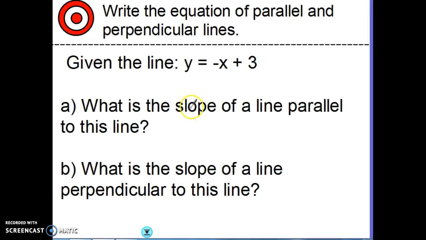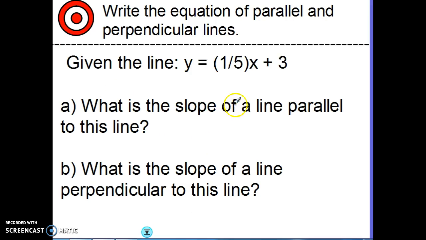Let's try this one. So the slope of a line parallel to this line is going to be the same. What is the slope of this line? Very good. If you remember, there's a 1 in front of that x, so the slope is negative 1. So the slope of a line parallel to that is also going to be negative 1. The slope of a line perpendicular to that, I need to take 1 and flip it over. Well, 1 over 1 is still 1 over 1. And then this one's negative, so this one's going to need to be positive. So this is going to be positive 1 over 1 or positive 1.